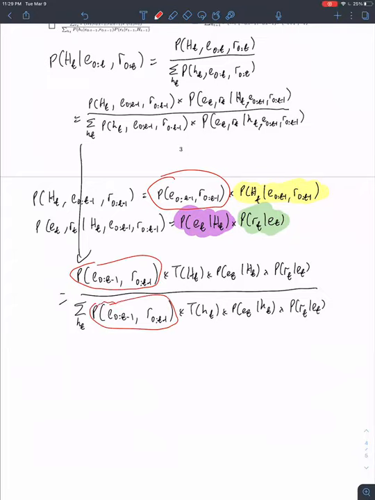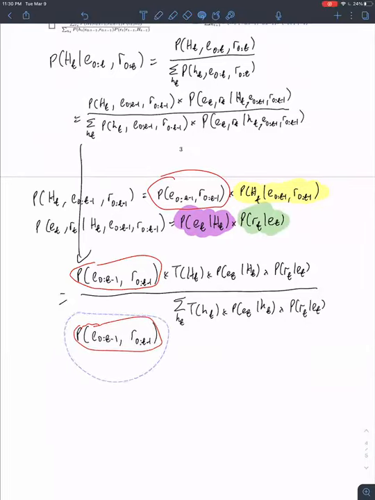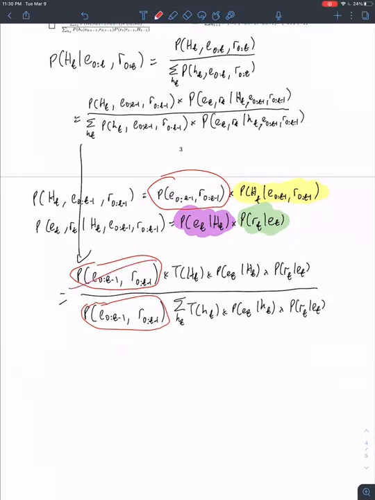and this red term doesn't depend on little ht, so we can move it outside the sum. So I'll move the sum around there. Oh, I can't do that. All right. So the sum is here where it should be, and this term on the outside is out here, and so we can cancel it out like it doesn't exist. All right, so now we have this expression, right?